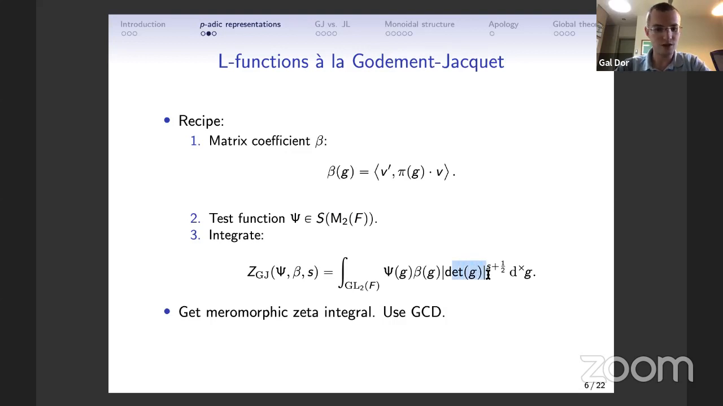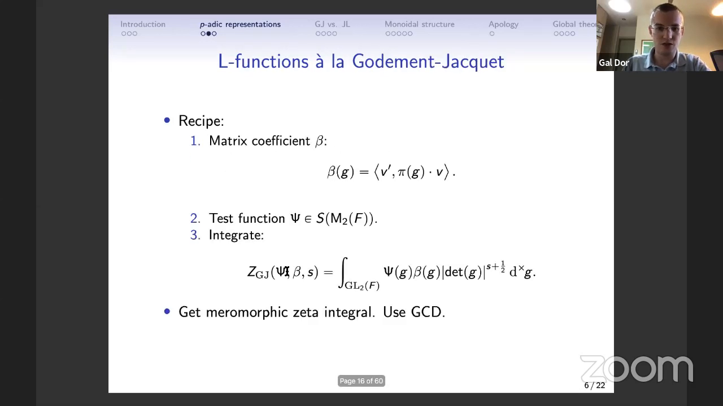that's related to the multiplicative group. This is a meromorphic function. It depends on psi, beta, and s, where s is a complex parameter. It's a meromorphic function in s. In fact, it's a rational function. And when you take the GCD of all of these rational functions, the result is called the local L function of your representation.